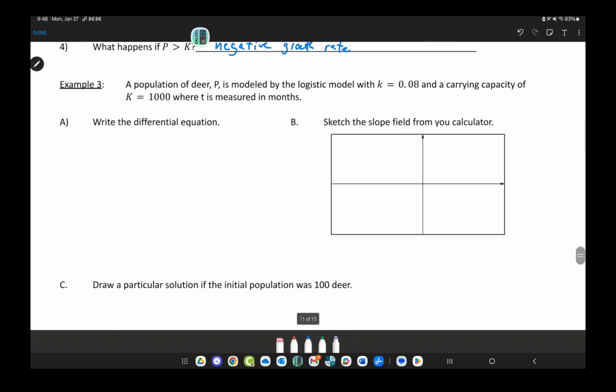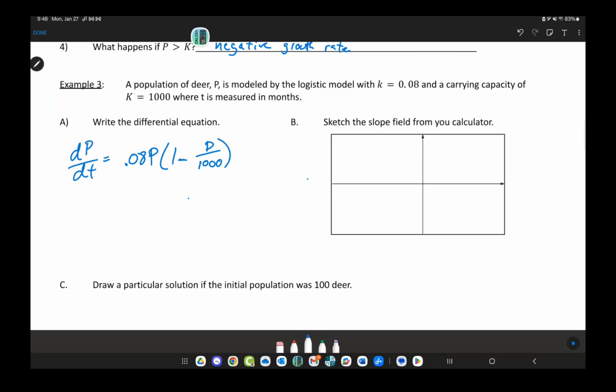Population of deer, P, is modeled by a logistic growth model where k is equal to 0.08 and carrying capacity, capital K, is 1,000, where t is measured in months. So write the differential equation. Well, dP over dt equals k, which is 0.08, times P, times 1 minus P over 1,000.